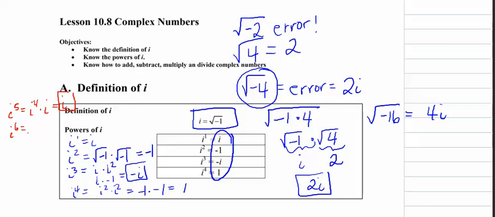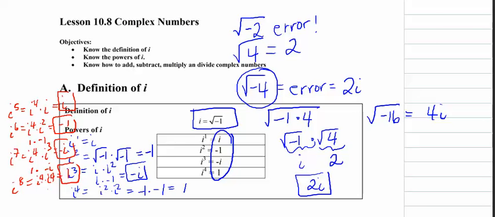i to the sixth power, I can break that down as i to the fourth times i squared. So that would be 1 times -1. So I get -1 for i to the sixth. i to the seventh, we can say that's i to the fourth times i cubed. And so i to the fourth is 1, i cubed is -i, so we get -i. i to the eighth power is i to the fourth times i to the fourth, or 1 times 1, which is 1. So what you'll see is when I keep going, I get the same cycle of values: i, -1, -i, and 1.